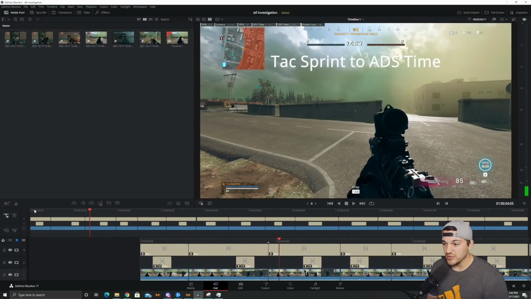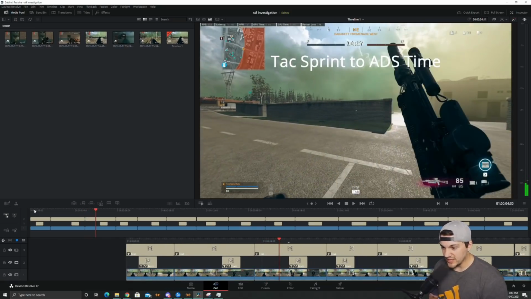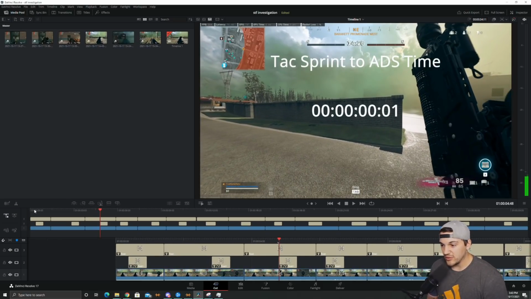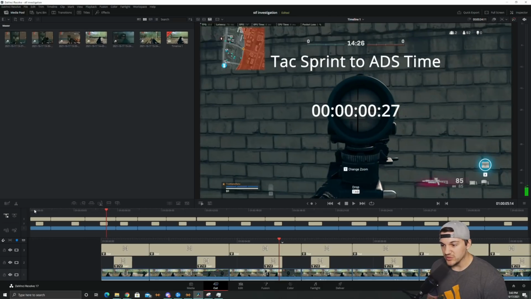Another thing I tested was Tac Sprint to ADS. So this is Tac Sprint, just Tac Sprint, using the same logic here. So the first frame where the hip fire dots show up to fully being zoomed in. Again, 27 frames, same there again.